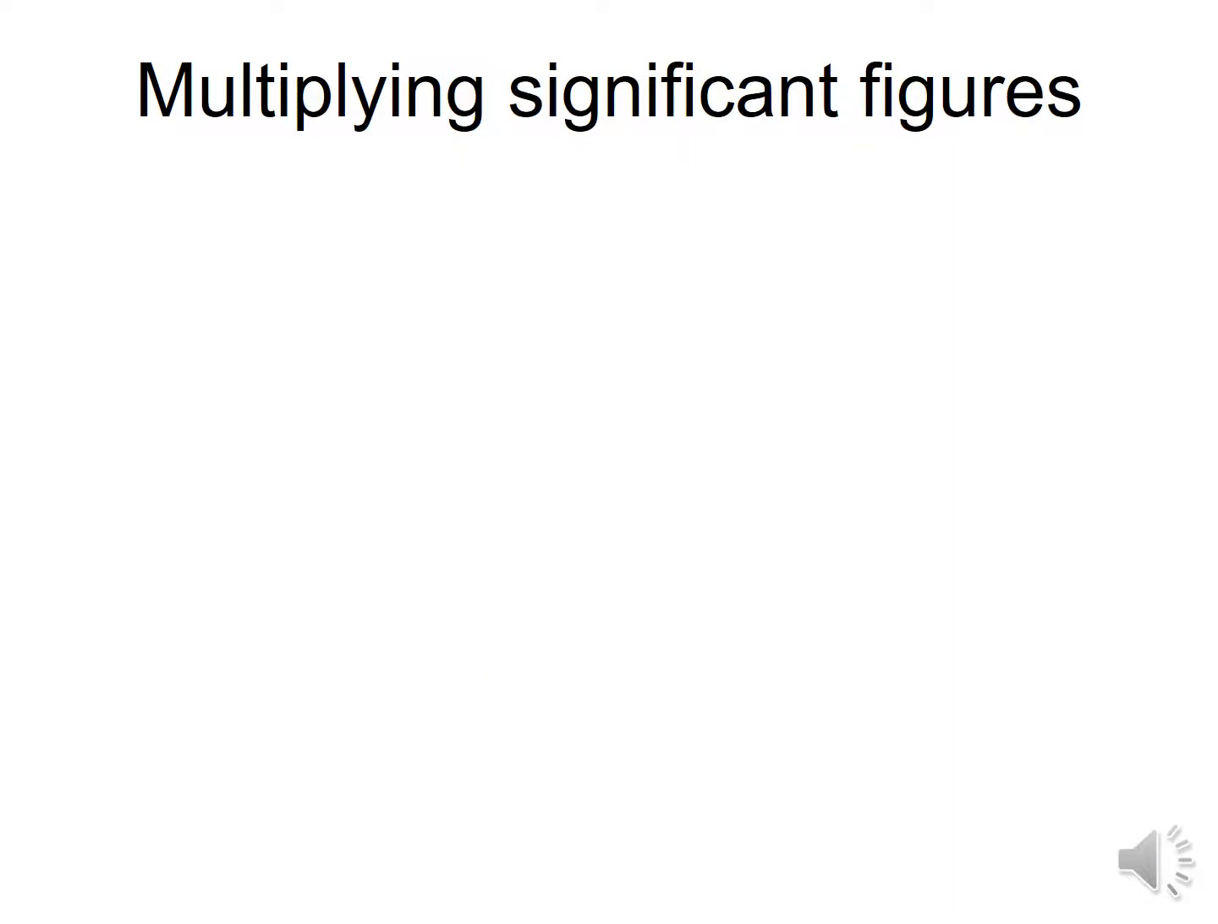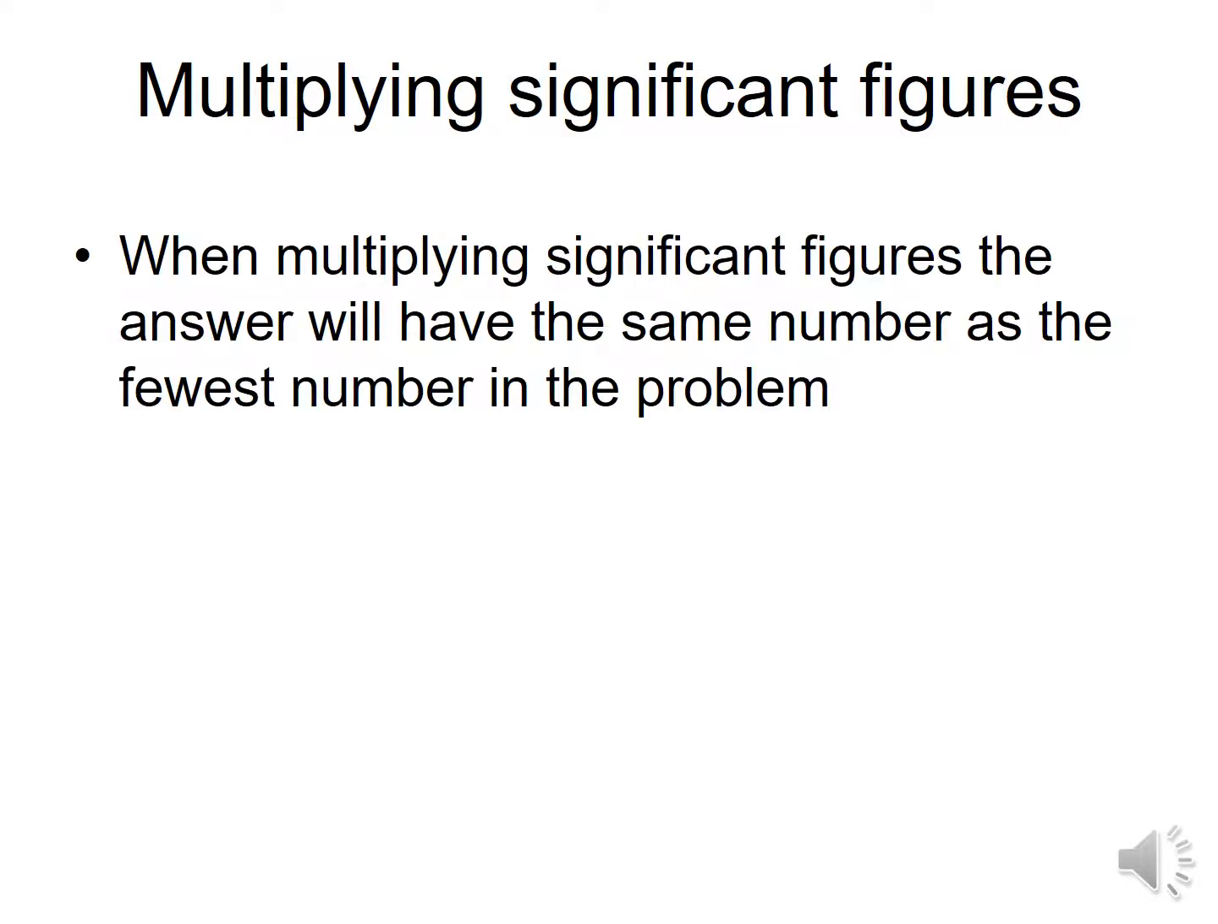Now, what do we do when we've measured numbers? We have a certain number of significant figures, and then we perform mathematical operations on them. For example, multiplying sig figs. When multiplying significant figures, the answer will have the same number as the fewest number in the problem. This is also the rule for division as well.